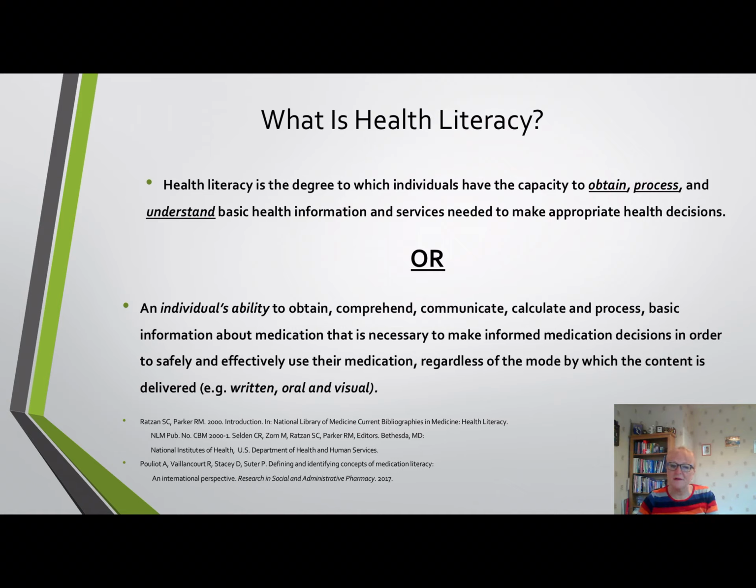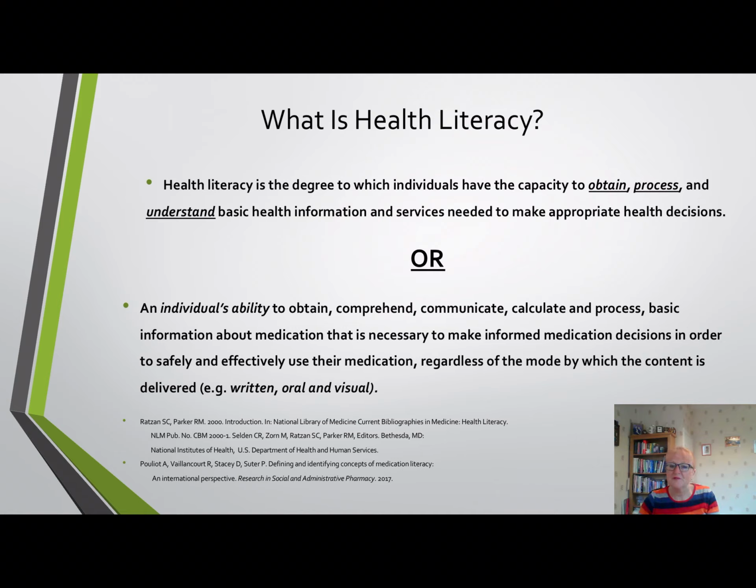So the other definition that we have on the slide is to do with medicines. It's very similar to the first definition because it talks about being able to obtain the information, being able to comprehend it, being able to communicate though, that's a new part of this definition. So we would expect patients in a health setting, whether they're going to see the pharmacist, the doctor, the nurse, to be able to communicate and articulate what is the matter with them, whether that's a health problem or whether they're getting side effects from any medicines.